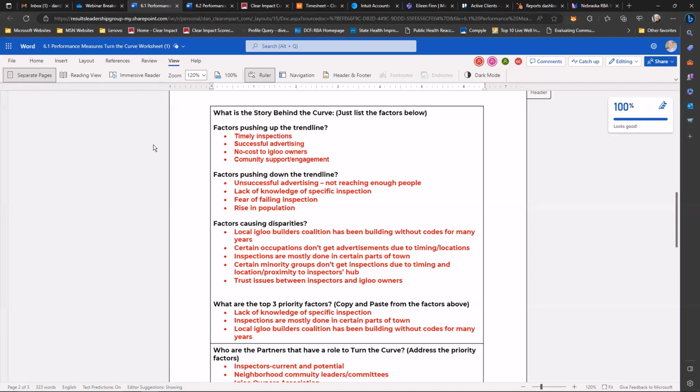It's like when your neighbors put their lights up super early for the holidays, and you're like, is it time? No. Let's see. So pushing it down is unsuccessful advertising, which just is not reaching enough people. Lack of knowledge of specific inspections. So maybe a lot of people just don't know that this inspection needs to happen.